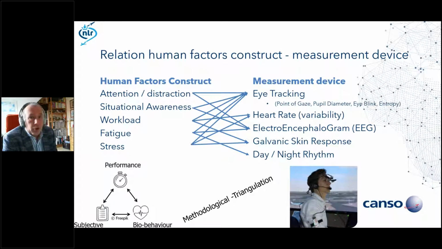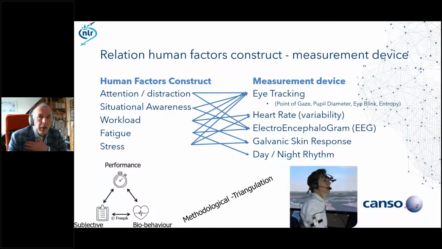So those are human factors constructs that can all be measured. If you're interested, I would be happy to talk about that later in more detail. For now, I want to say you have measurement devices, and those measurement devices can be applied to measure those constructs, and you can use the devices dependent on the situation.